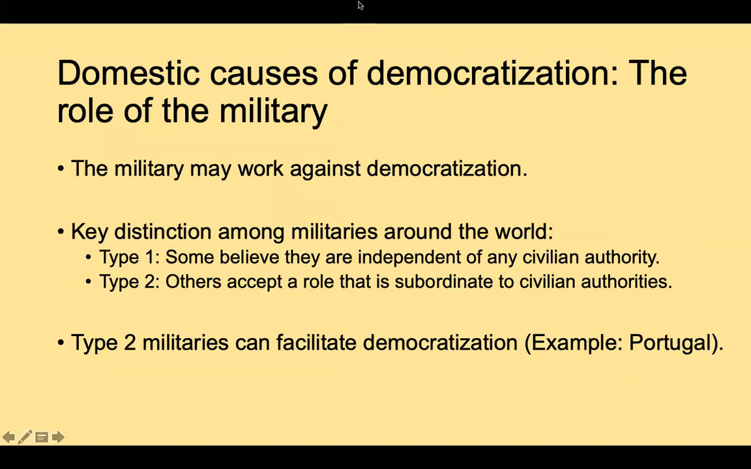Now, the third domestic cause of democratization is really the role of the military. The military is an important actor because it's the one actor who has the capacity to resist or prevent democratization. It's because they have a monopoly on violence, they have the guns, and ultimately, in the end, political power is really delivered at the barrel of a gun, more so than the stroke of a pen. But there's a key distinction among militaries around the world.